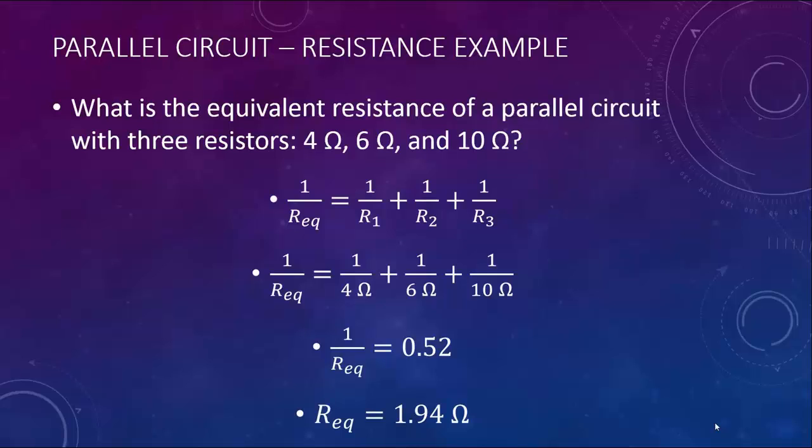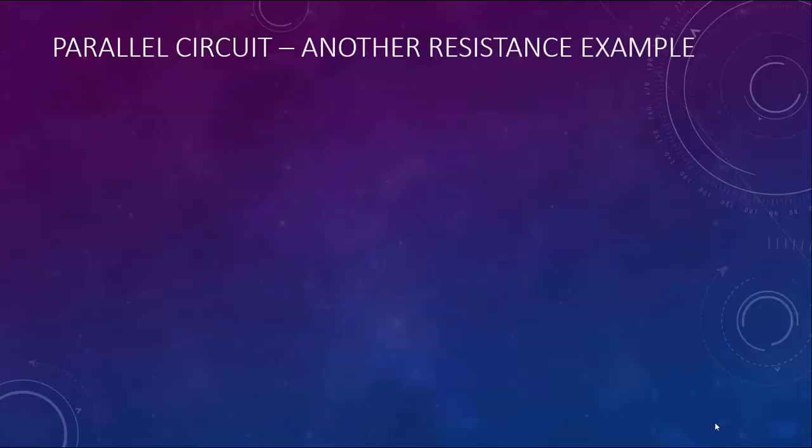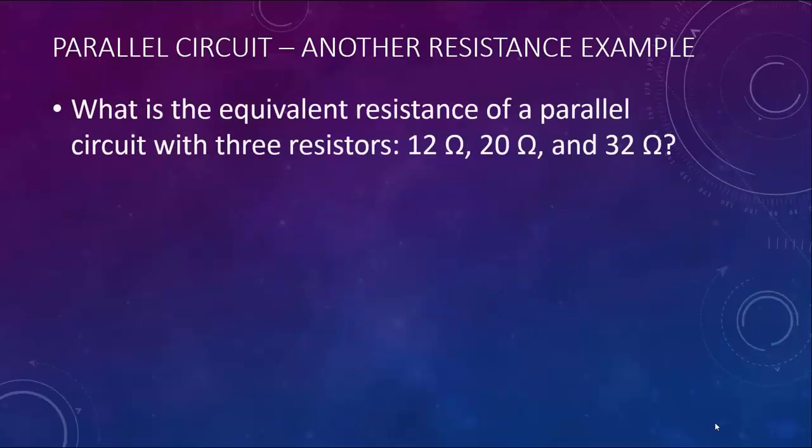Please make sure that you do this last step if you're trying to solve for the equivalent resistance of a parallel circuit. Here's another example for you to try. What is the equivalent resistance of a parallel circuit with 3 resistors, 12 ohms, 20 ohms, and 32 ohms?